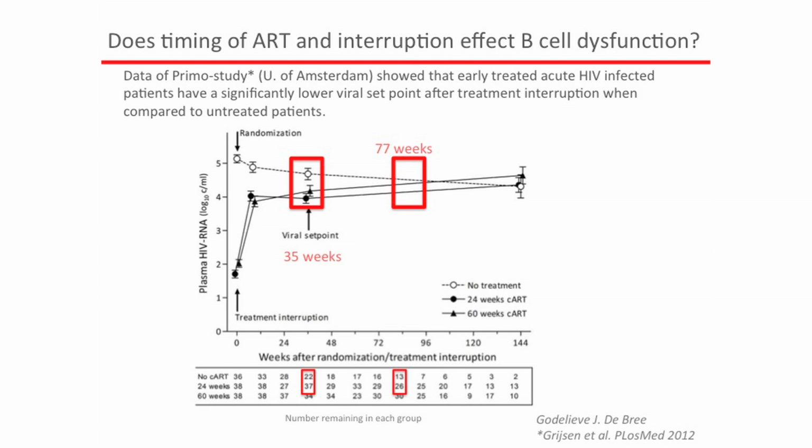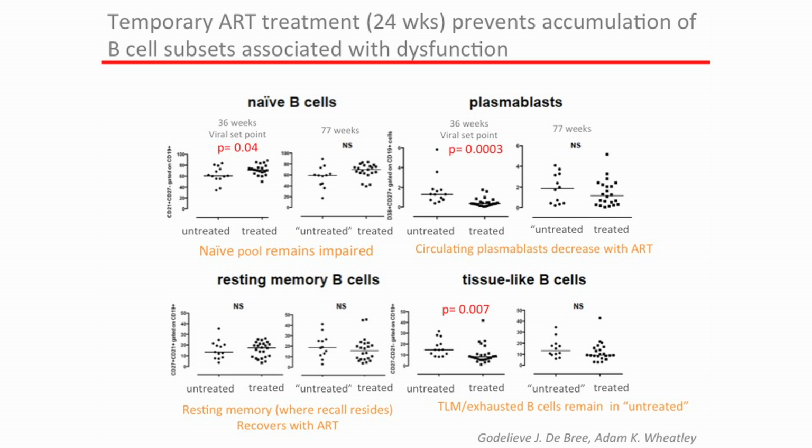We took some individuals at 36 weeks, which is the virus set point, and at 77 weeks, which is sometime down the road. And we looked at the untreated and treated individuals. I've put treated in inverted commas because some of this group actually began to receive antiretroviral therapy due to the fact that their CD4 counts were dropping. So this is just a generalized picture of what's going on in the study. The naive pool remains impaired. Circulating plasmablasts decrease, so you have a recovery of your plasmablasts in this system.